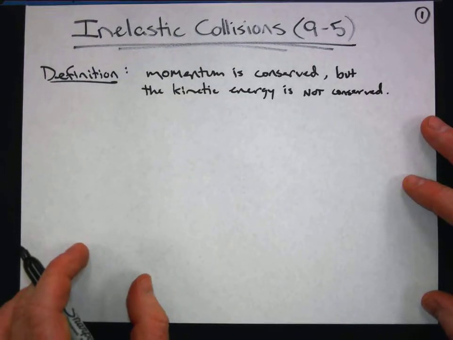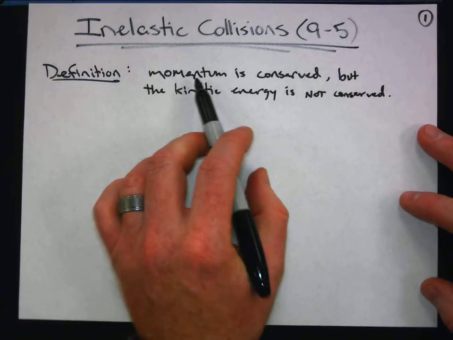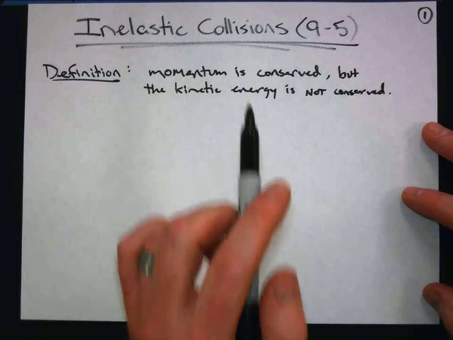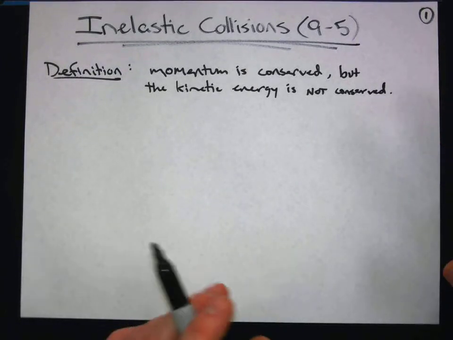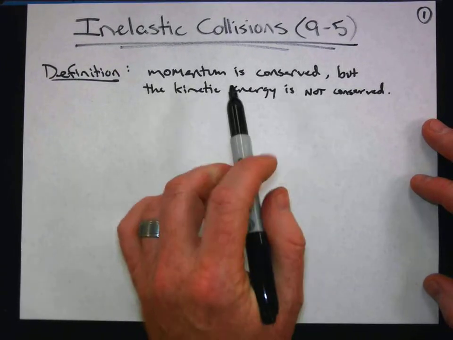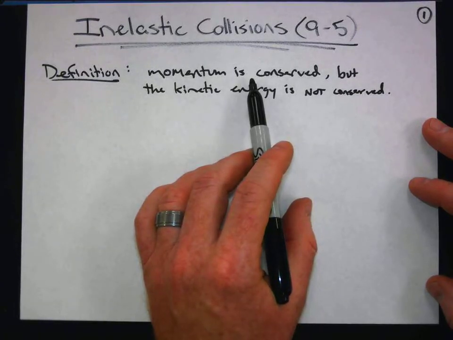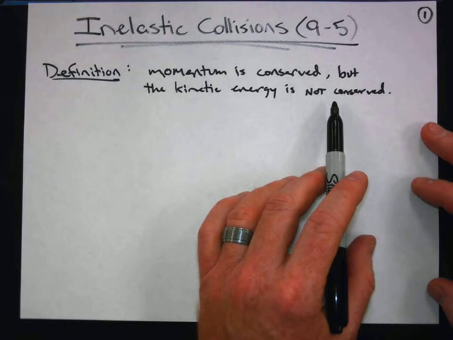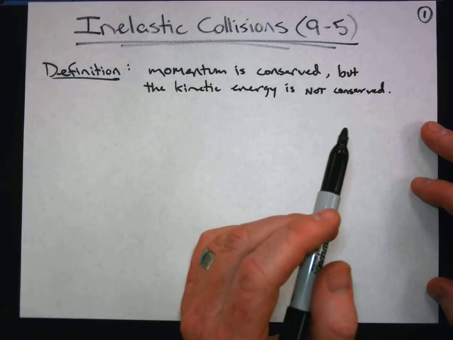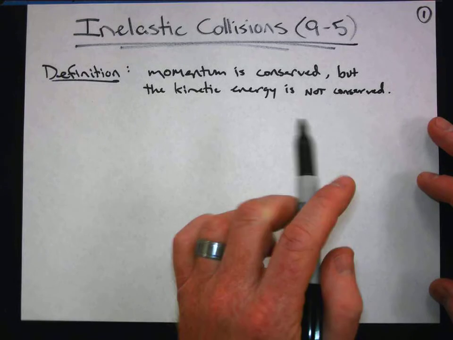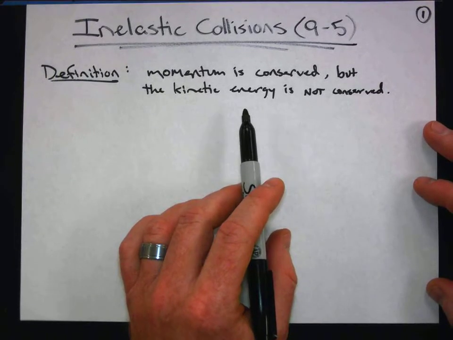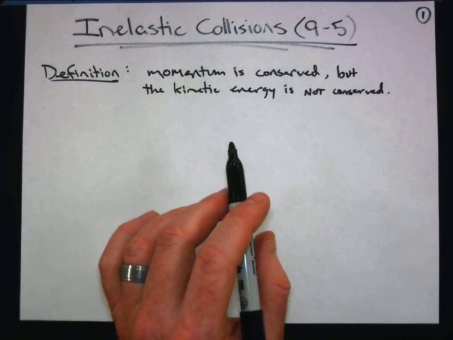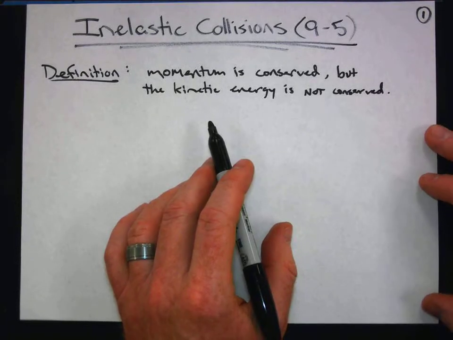So think about this for just a moment. The momentum is conserved. In order for that to be the case, of course, the net force acting on the system must be zero. But when this occurs, the kinetic energy is not conserved. We see a loss of energy, or possibly, in certain circumstances, a gain of kinetic energy. But most of the time, we're going to be looking at situations where it's going to be a loss, a decrease of the kinetic energy of the system.